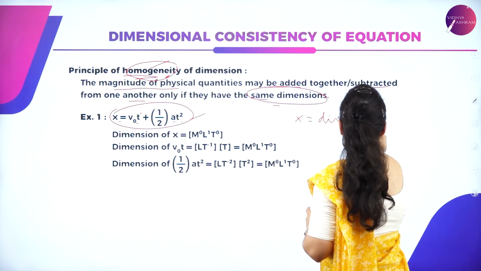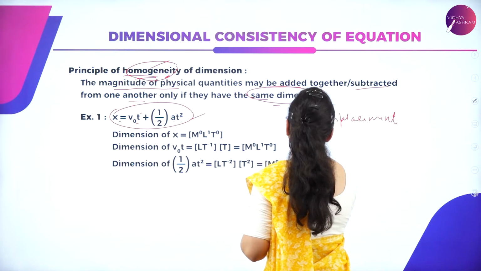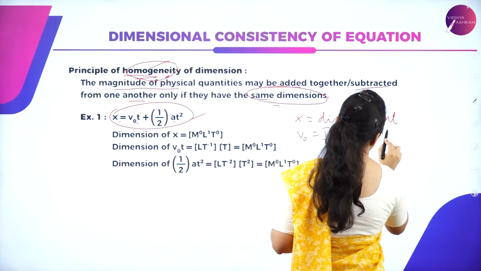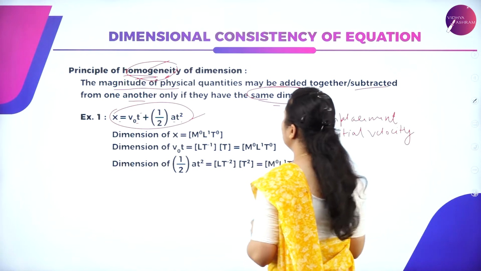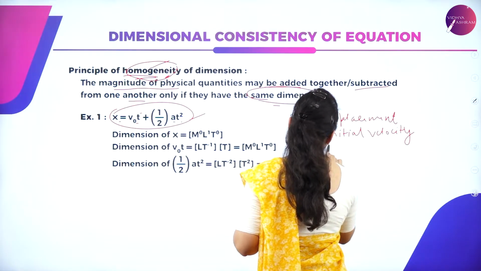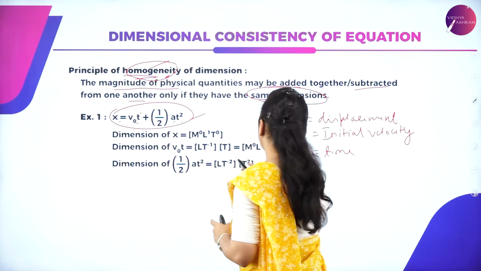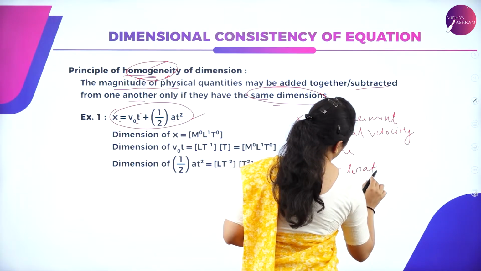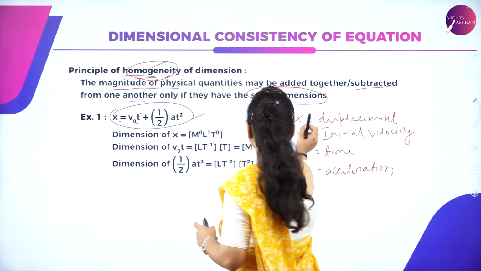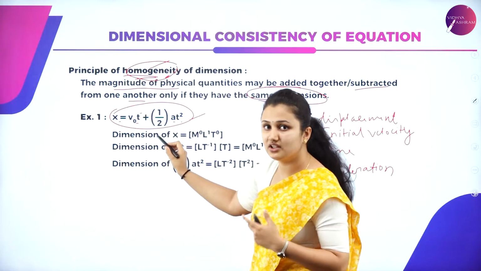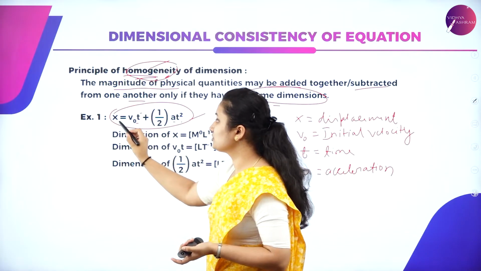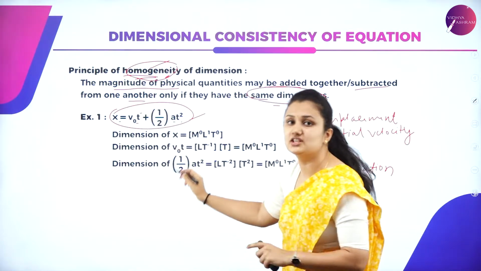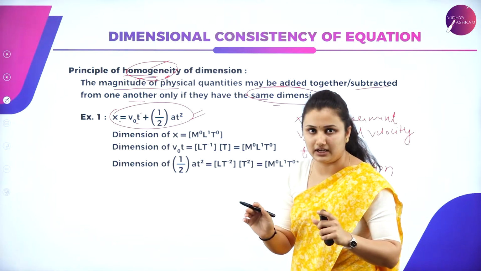x is the displacement, v naught is the initial velocity, t is the time, and a is the acceleration. So if you know what the terms are, you can substitute the dimensional formula for those. We should see whether the LHS is equal to RHS. If the LHS is equal to RHS, then the equation is dimensionally correct.